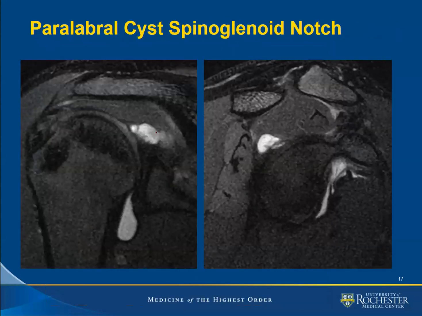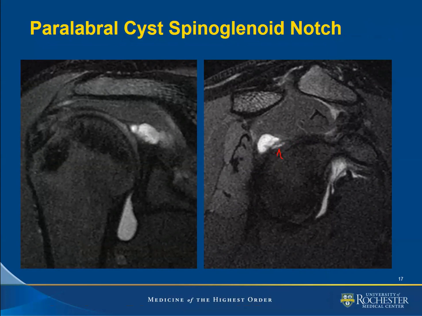Now, paralabral cysts are a result of labral tears at the chondrolabral junction. And in the superior labrum, there are two common locations of paralabral cysts that could result in pathology. One of which is in the suprascapular recess, and one of which is in the spinoglenoid notch.